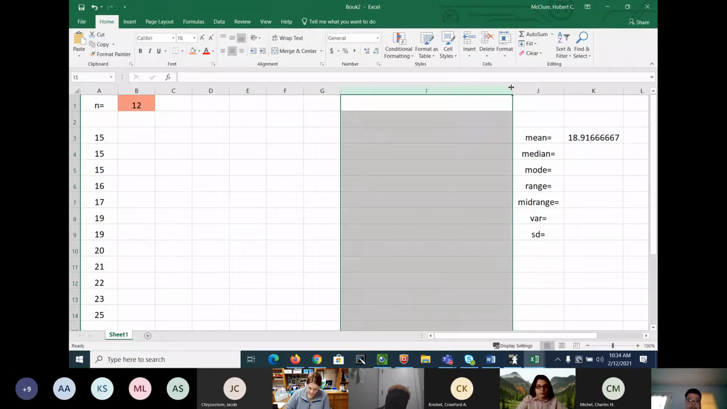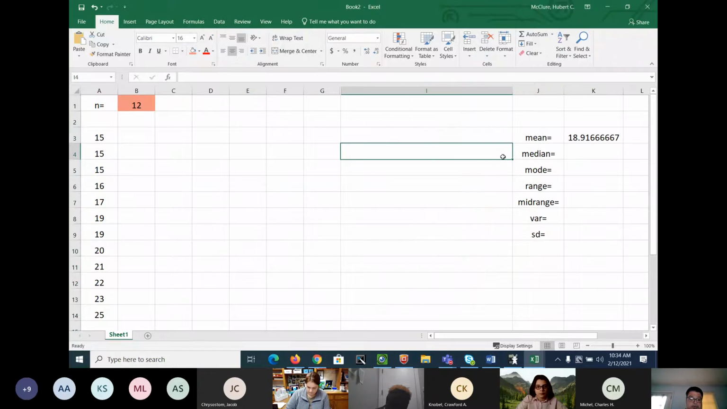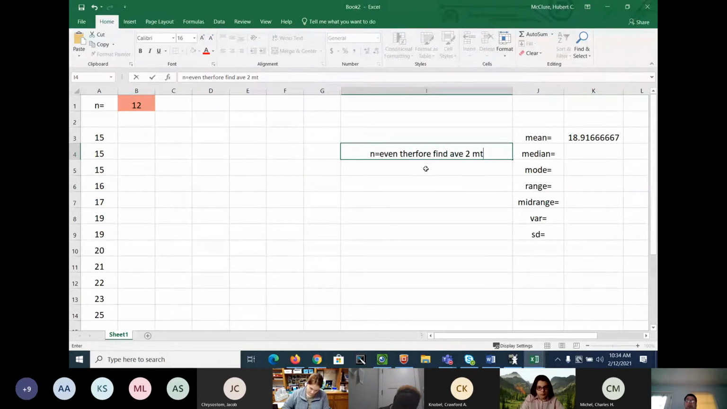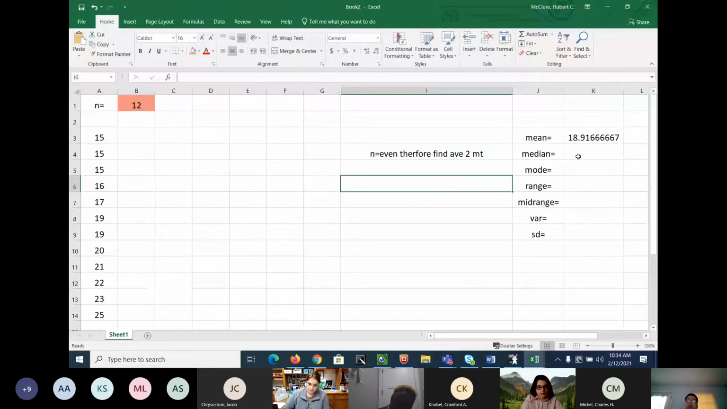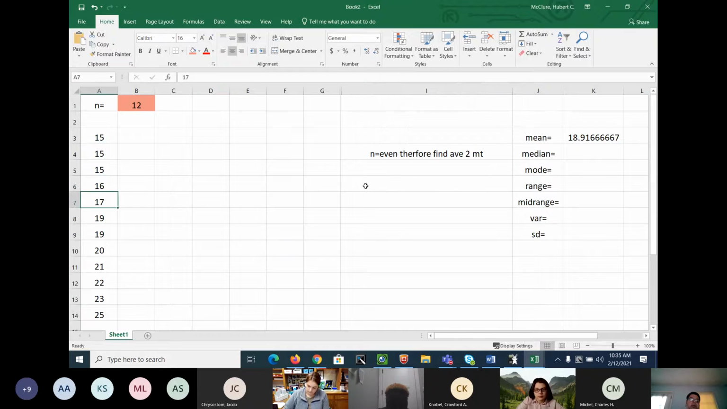So I'm going to write that down. N is equal to an even number. Therefore, find the average of the 2 middle terms. So where are my 2 middle terms? Well, there's 12 numbers. So I'm going to count down to 5. 1, 2, 3, 4, 5. So 19 and 19 are the 2 middle numbers to average.